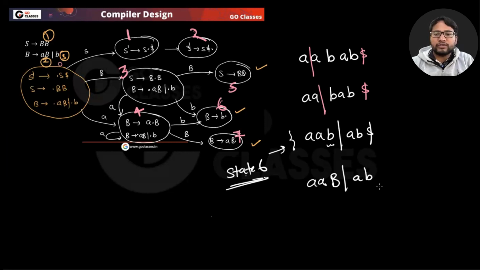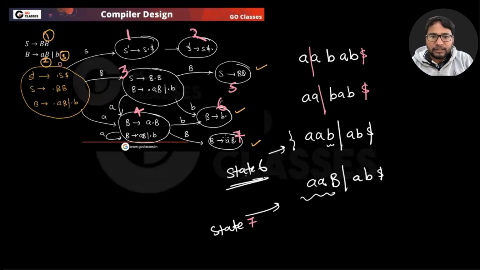Now, can you tell me which state you are in? A, and then capital B. You are in state number 7, right? This state is 7. Okay. Now this 7 has something to offer. So what reduction is it offering? Small a capital B can go to capital B. So this is the top of the stack, right? Okay. So this can go to capital B. So you will say this will go to capital B, AB, right?